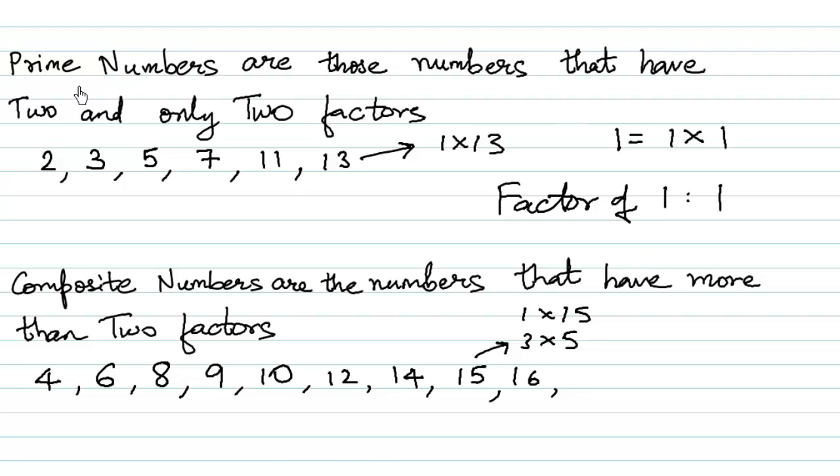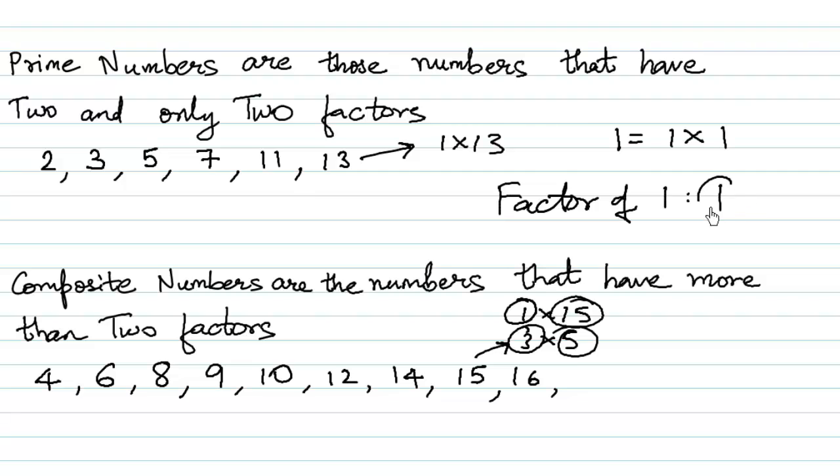But the definition of prime number says that prime numbers are those numbers that have two factors and only two factors. Neither one factor nor more than two factors. While composite numbers are those numbers that have more than two factors. So we can say that the factors of 15 are 1, 15, 3 as well as 5. So there are four factors. So it's a composite number.